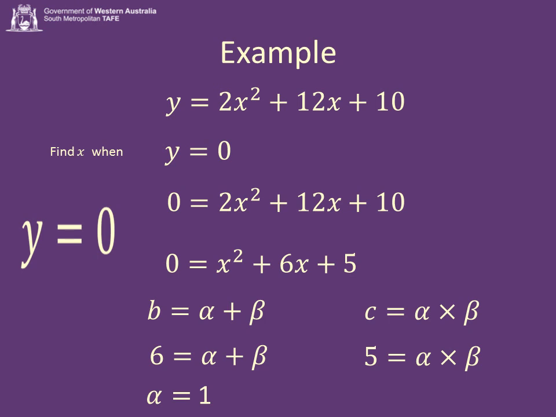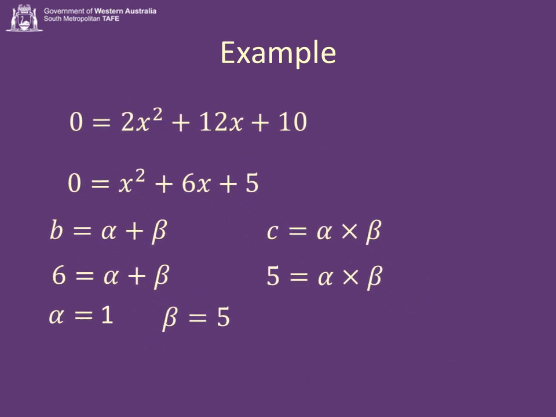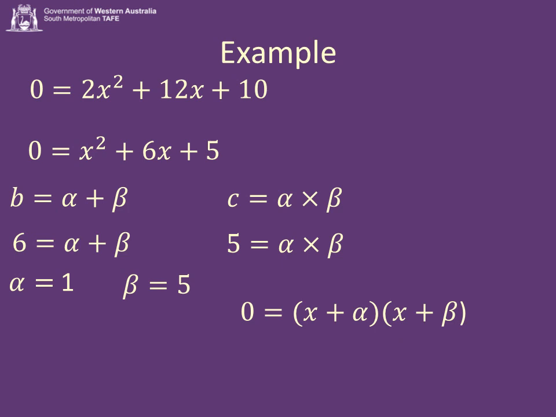Now, I reckon that's a 1 and a 5. 1 plus 5 is 6, 1 times 5 is 5. Okay, so once again I'll make a little bit of space.